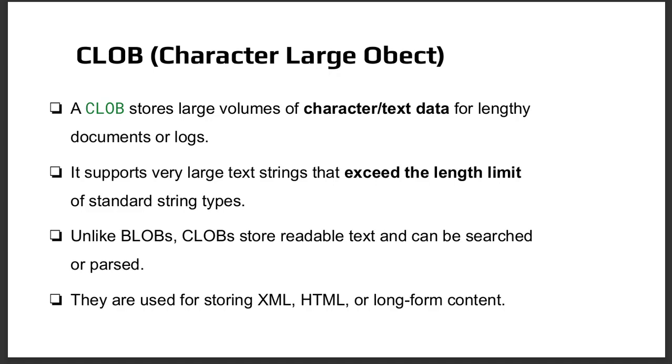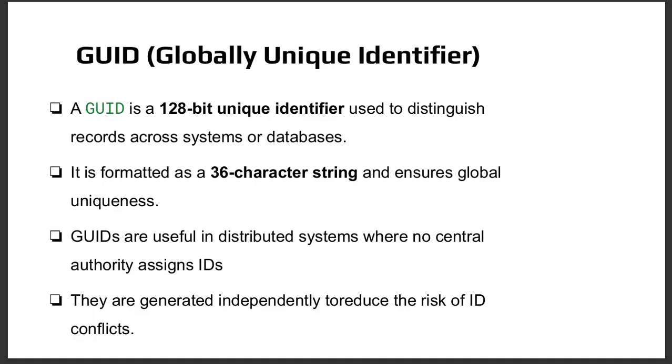A GUID, G-U-I-D, stands for Globally Unique Identifier. A GUID is a 128-bit unique identifier that we use to identify records across systems and databases. A GUID is formatted as a 36-character string and will be globally unique. We use GUIDs in distributed systems where we have no central authority that can assign IDs.